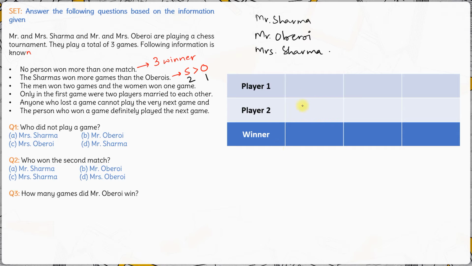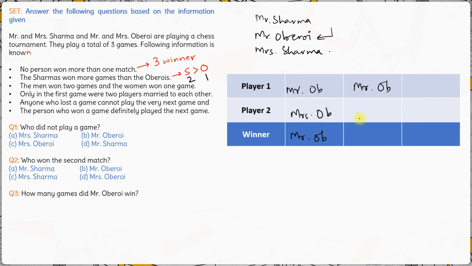Now let's consider that the first match will be played between either the Sharmas or the Oberois. Let's assume the first match is played by the Oberois, Mr. Oberoi and Mrs. Oberoi. Between them, Mr. Oberoi will have to win the match because Mrs. Oberoi does not win a match. So Mr. Oberoi wins, he goes to the next round, and Mrs. Oberoi is ruled out.